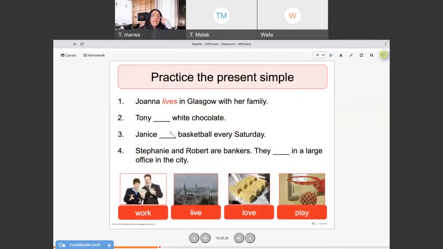Now, okay. So now start number 2. You have to choose here from down one verb. And if you have a subject, which is he or she or it, you add s to the verb. If you don't have he, she, it, you don't add anything to the verb. You keep it as it is. Okay? Start. Tony? White chocolate. Tony what? Work, live, love, play. Loves. Bravo. Loves. Excellent. You said loves. Excellent. With S.